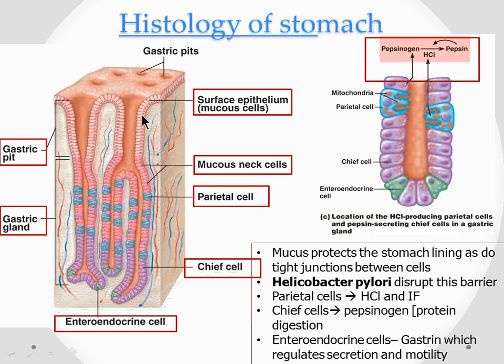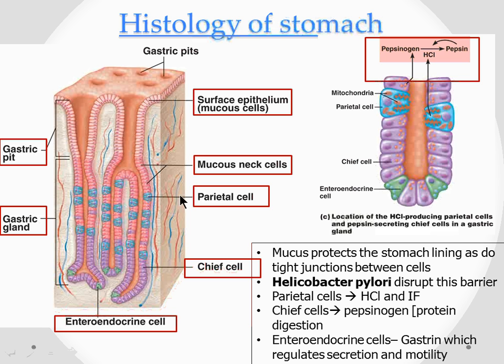And here you have the surface epithelium, where the cells are mucus cells. In the region where the pit becomes the gland, these cells are called mucus neck cells because they produce a great quantity of mucus, which protects the stomach because it's going to produce acid. You need something to protect the stomach from the acid it is producing. So this mucus forms a nice barrier so that the stomach doesn't digest itself.